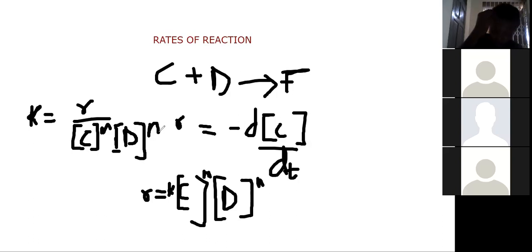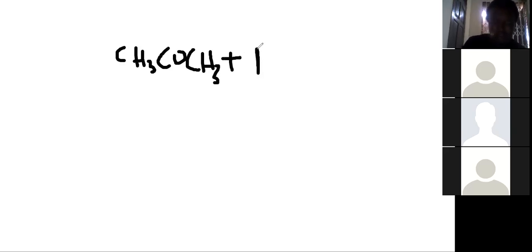And so let's do this one. Bromine reacts with propanol in acidic solution. Did we do this the other time? Bromine reacts with propanol in acidic solution according to the equation. This is the equation: CH3 CO CH plus Br2 plus Br2.